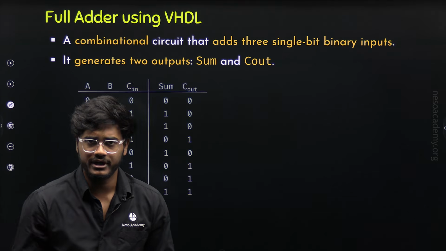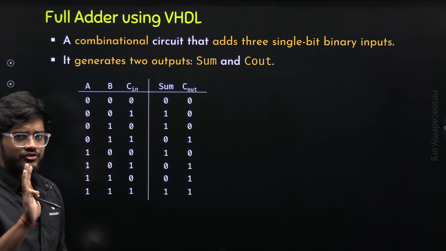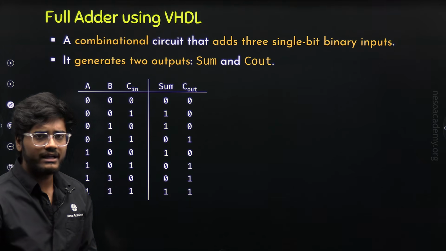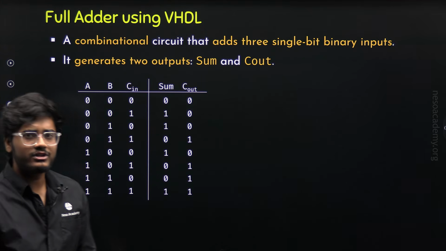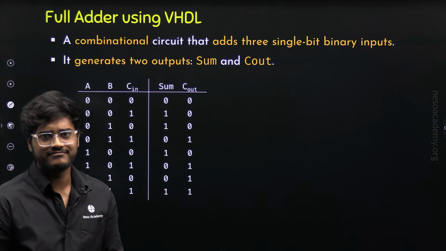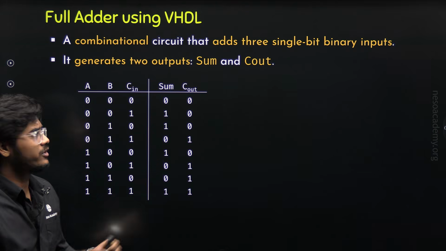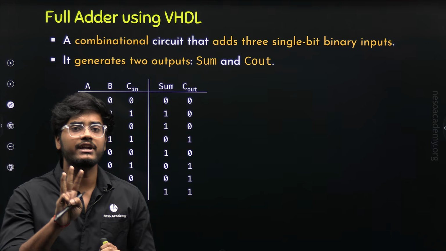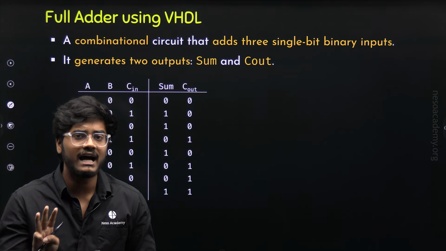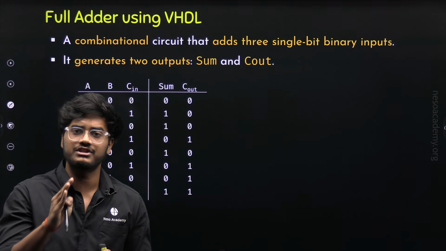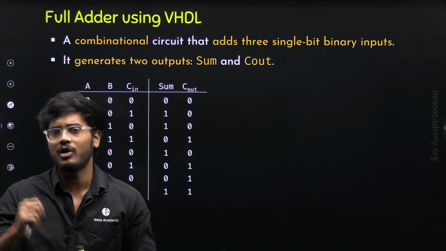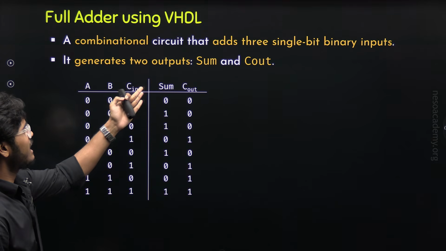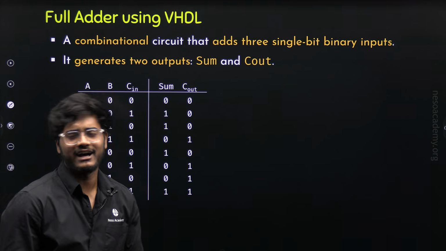Now, let's see its truth table. Here we have three inputs: A and B, the two single bit numbers that we want to add, and Cin, the input carry from the previous stage. It generates two outputs, sum and Cout. Now here we have three inputs, which means we will have 2 to the power 3, which is equal to 8 input combinations. So here we have the 8 input combinations and their respective output values.